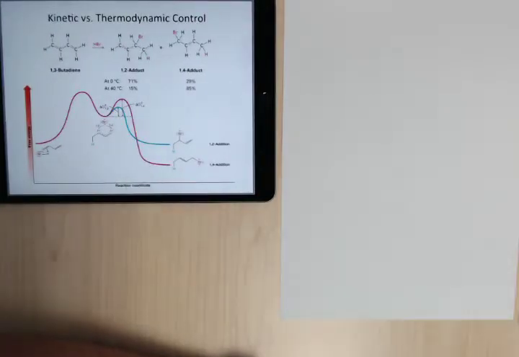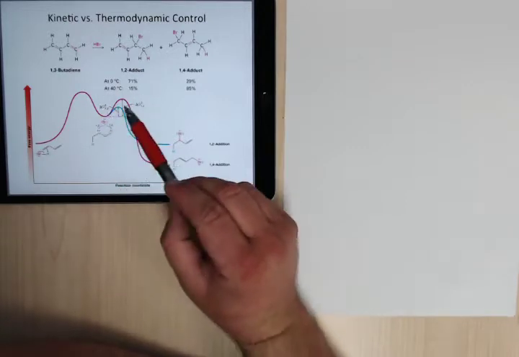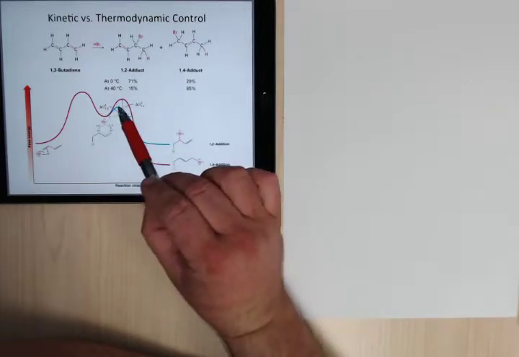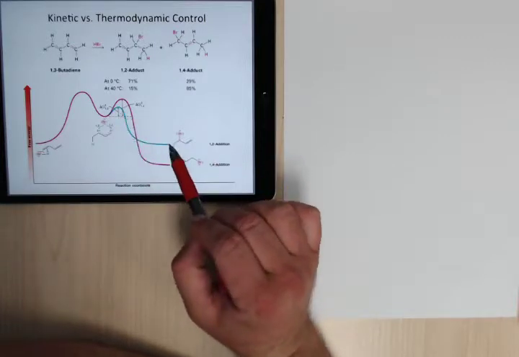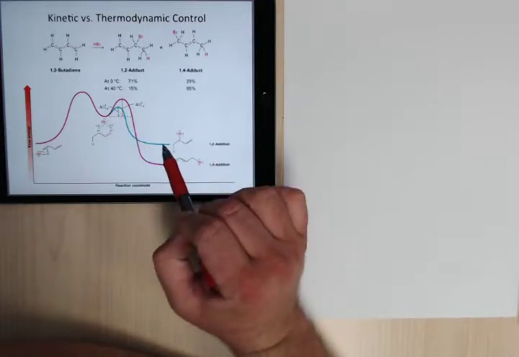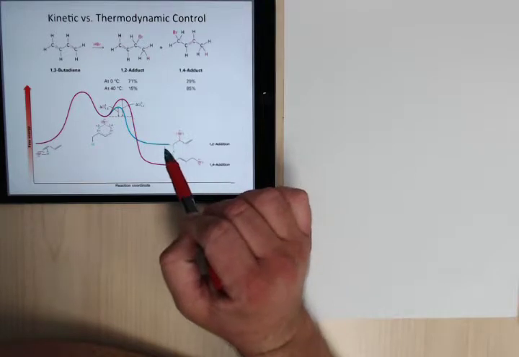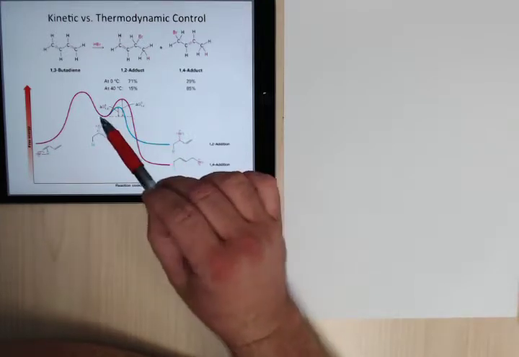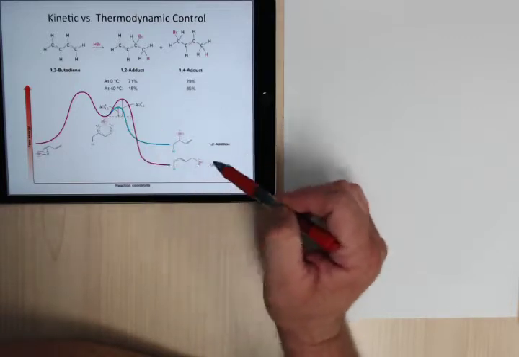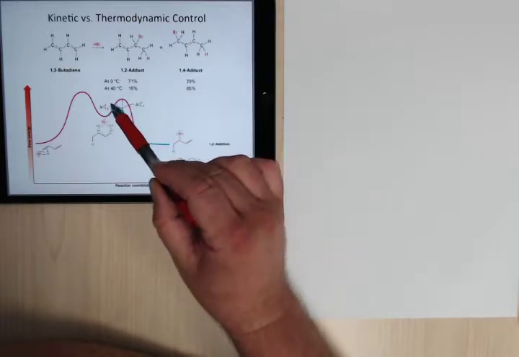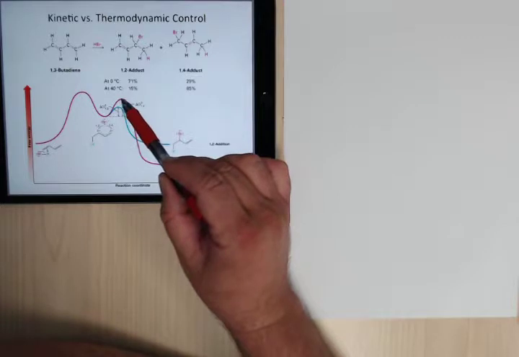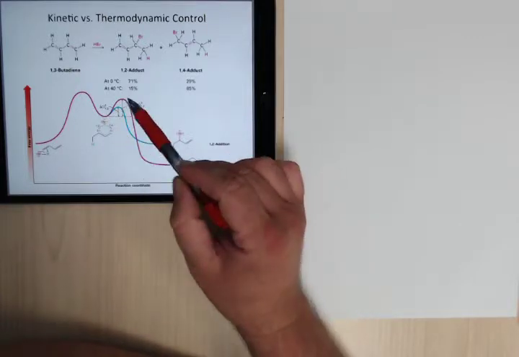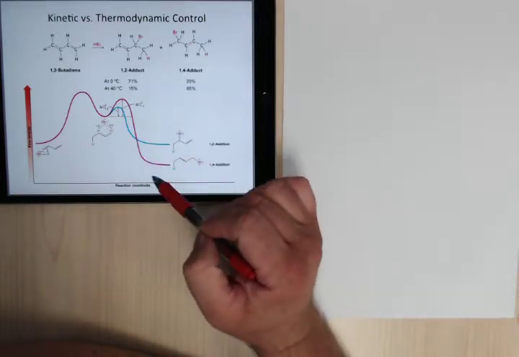So why is that? Well, it turns out that the blue one, which is the 1,2 addition, has a lower activation energy. The overall energy it ends at is higher, but it's still okay. The 1,4 product, which is the magenta here, takes a lot more energy to get to it and to get over the activation barrier. But in the end, it's a better product thermodynamically.